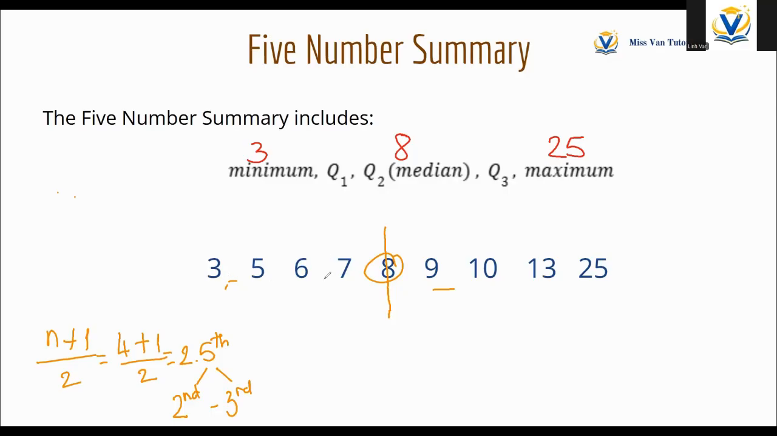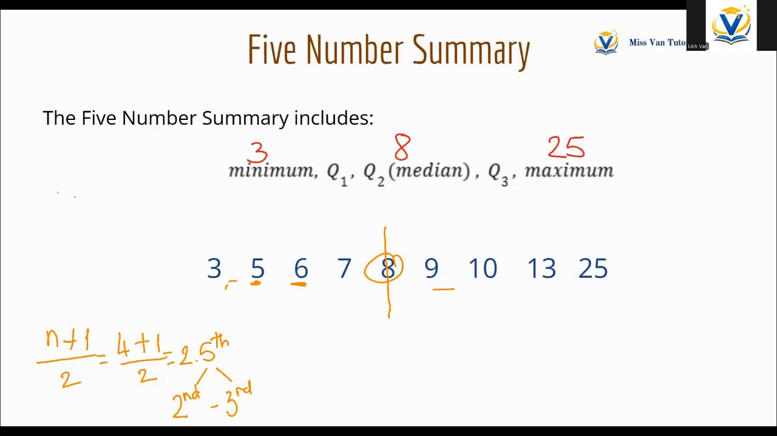So of all these four numbers, this is my first one, this is my second one right here, and this is my third one. So my 2.5 position of the number would be between the 5 and the 6. Easier for you to tell here because simply, the number between 5 and 6 is just 5.5.